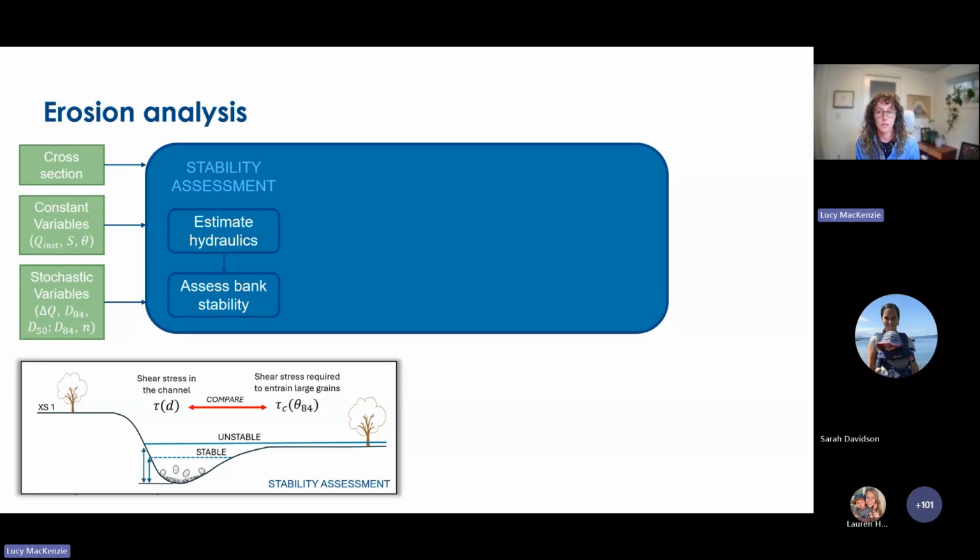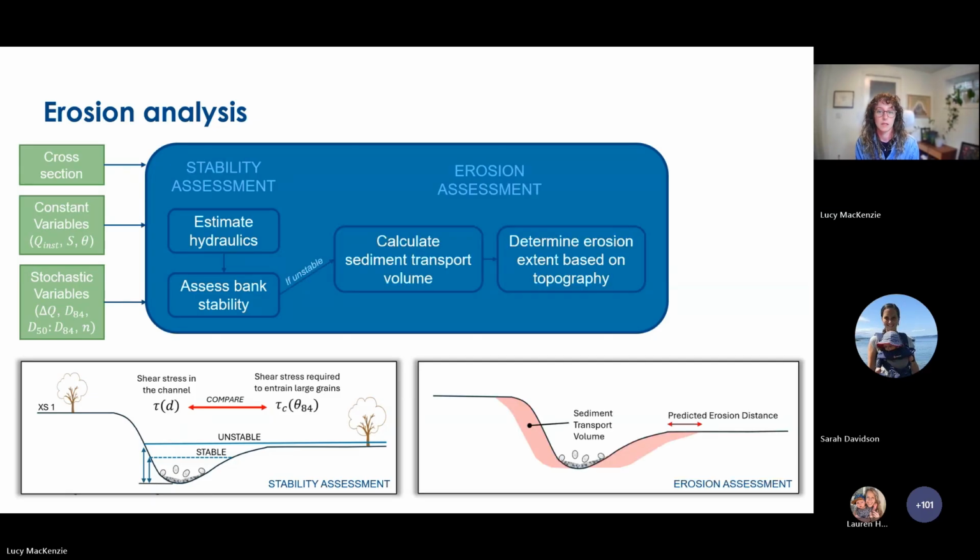First, during the stability assessment, channel hydraulics are estimated, and from that, bank stability is determined for a given flow. As shown in the diagram, the cross-section may remain stable for lower flows, but then become unstable once discharge reaches a given threshold. The erosion assessment comes into play for cross-sections that are found to be unstable.